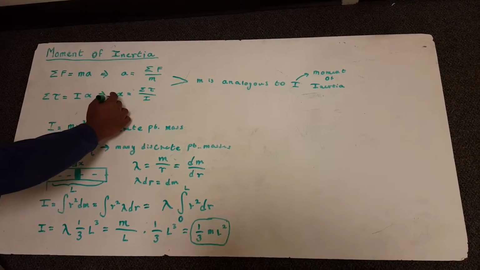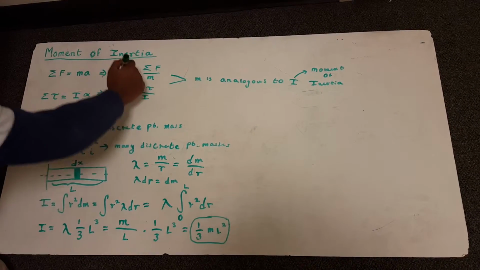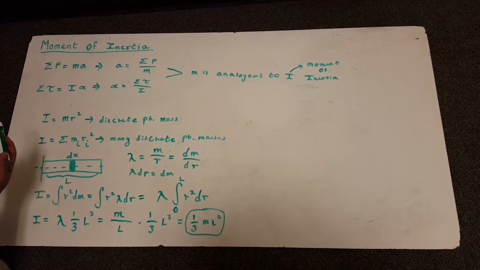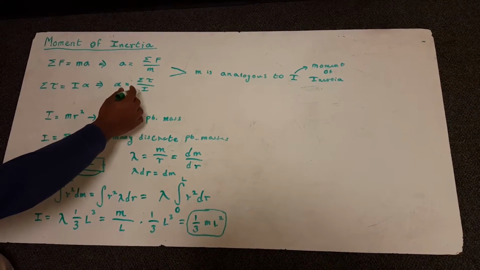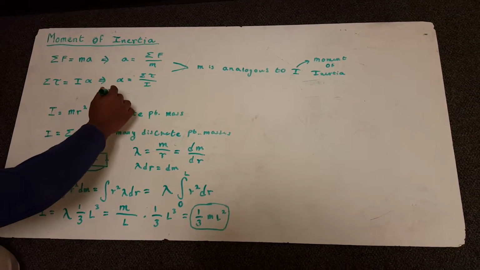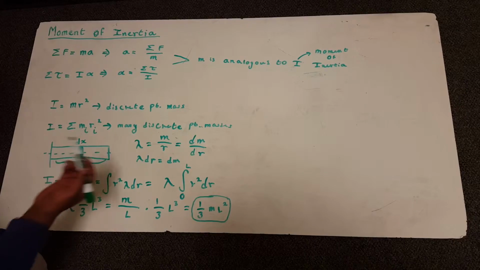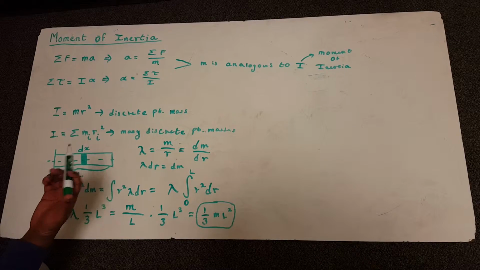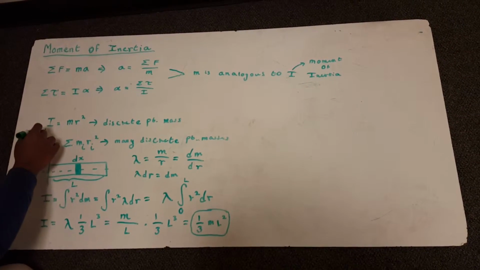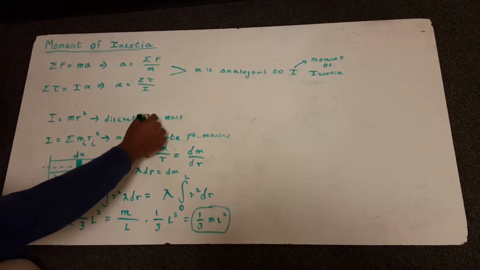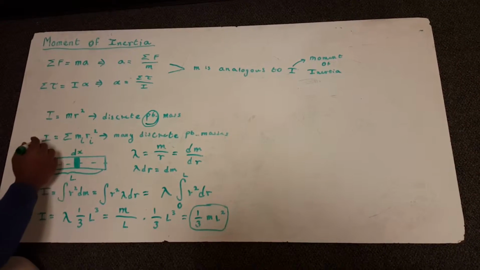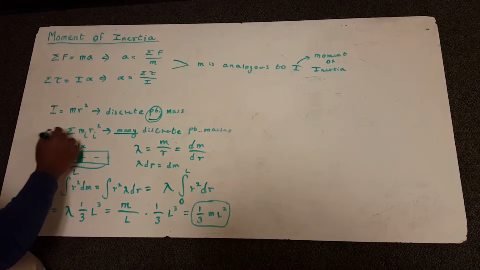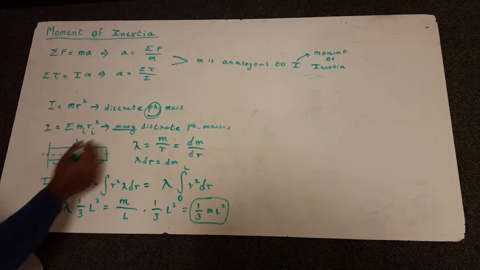Since both of these equations are in the same format, we can see the relationship: mass is resisting linear motion, just as the moment of inertia is resisting rotational motion. So we can define moment of inertia as resisting rotational motion. Furthermore, the moment of inertia for any discrete point mass is mr squared. And if you have many discrete point masses, you can add them all up, so I can be the summation of all those discrete point masses.